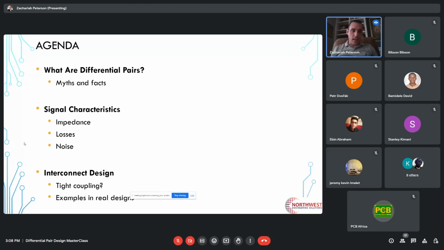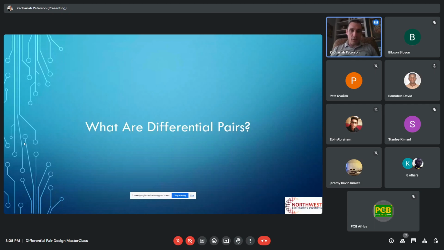on these particular interconnects. And then the last portion that I want to show is some examples in real designs. And I think this will be very helpful for illustrating some of the concepts that we'll discuss. So let's just jump right in. I'll do a brief intro into what are differential pairs for anyone that is newer.